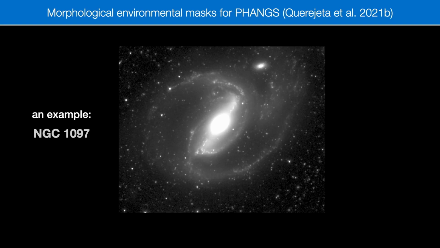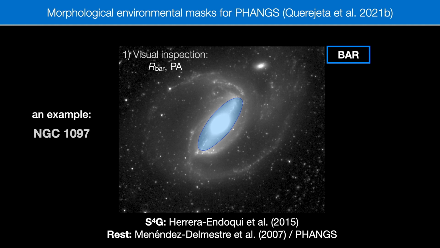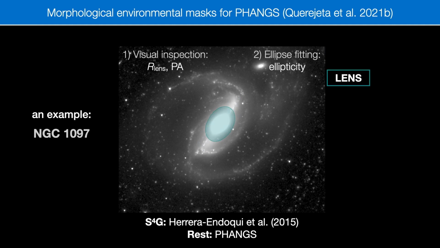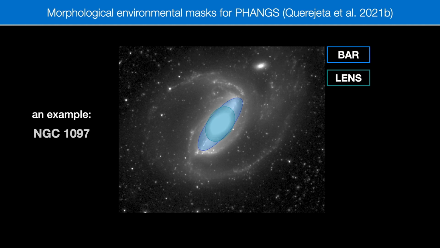Let me show you an example to illustrate how we constructed these masks. We start from a near-infrared image, in this case from the Spitzer Space Telescope at a wavelength of 3.6 micron. On this image, we defined bars through visual inspection and ellipse fitting, following Herrera-Endoqui et al. 2015 for galaxies in the S4G survey, and other papers from the literature or new measurements for the remaining galaxies. Then we delimited lenses, which are often the rounder, thick structure associated with the central parts of bars, and we followed a similar procedure as for the identification of bars.